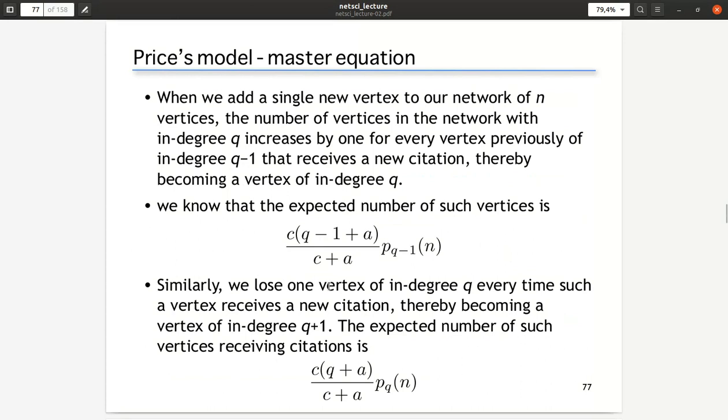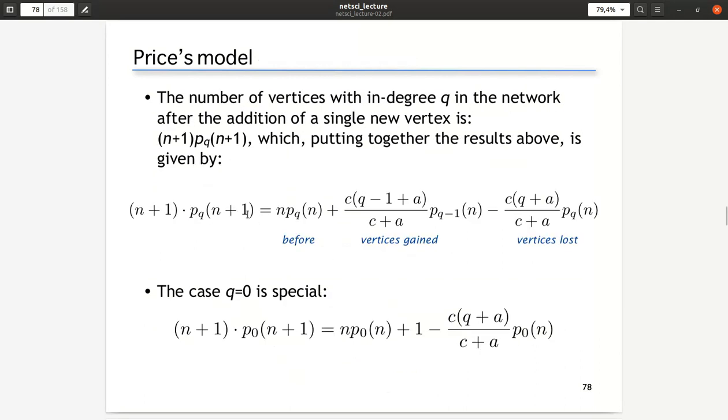Right, so some of the vertices which had earlier in-degree q, when they get a new citation, will have in-degree q+1. So the expected number of such vertices is equal to this expression here. Again, these two are based on the previous discussions. And the number of vertices with in-degree equal to q in the network after the addition of a single vertex is (n+1) times p_q(n+1), of course, by definition.